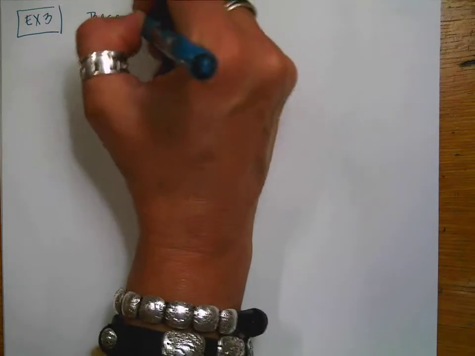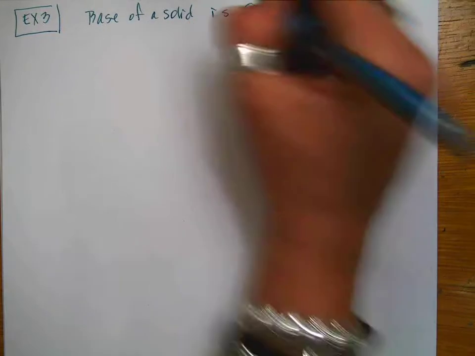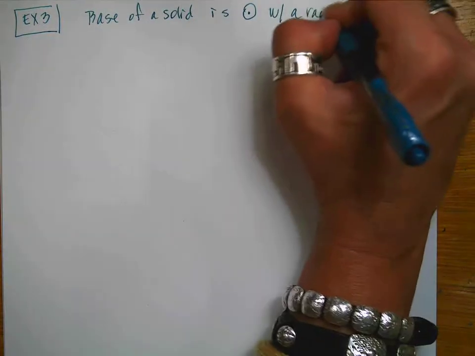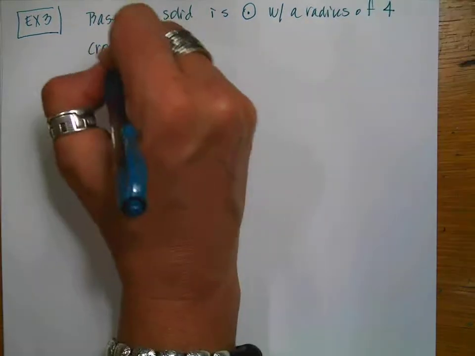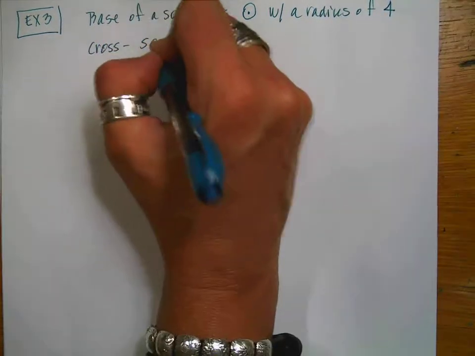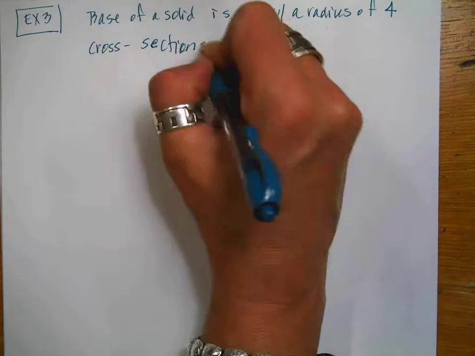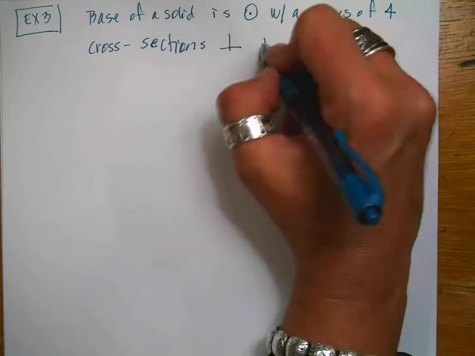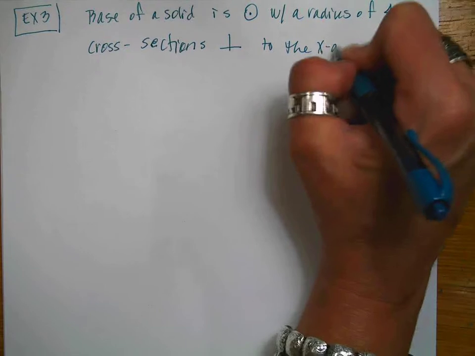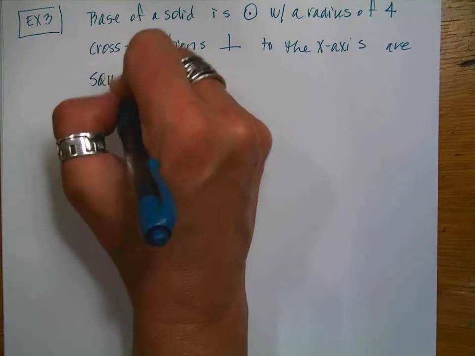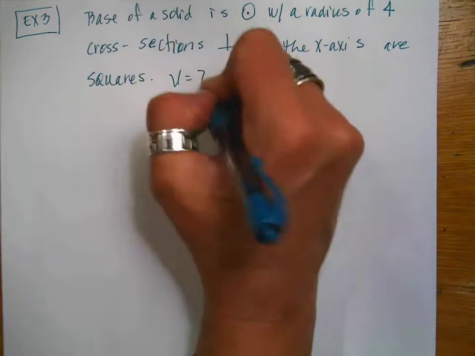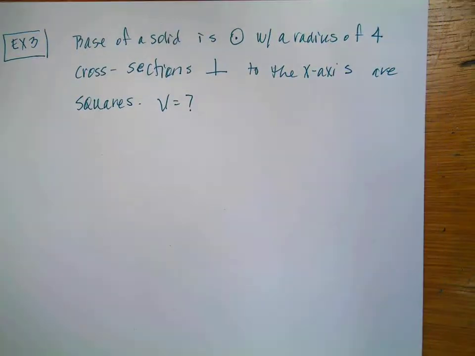So this time we're going to have the base of a solid is a circle with a radius of 4, and the cross sections that are perpendicular to the x-axis are squares. And of course, it's going to say, what's the volume? So again, this is my shorthand.